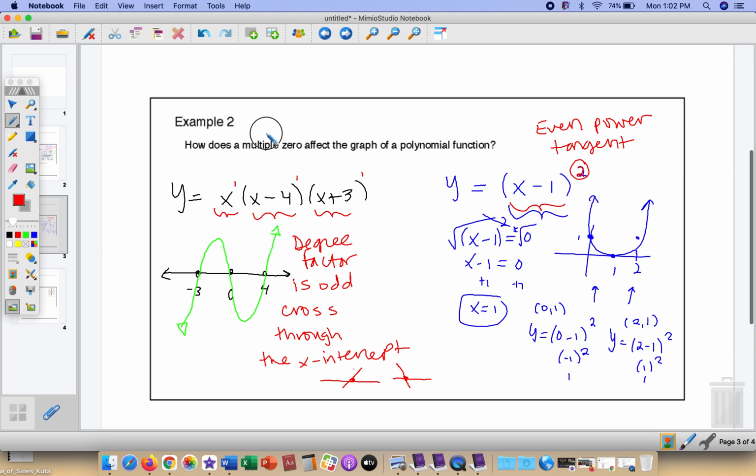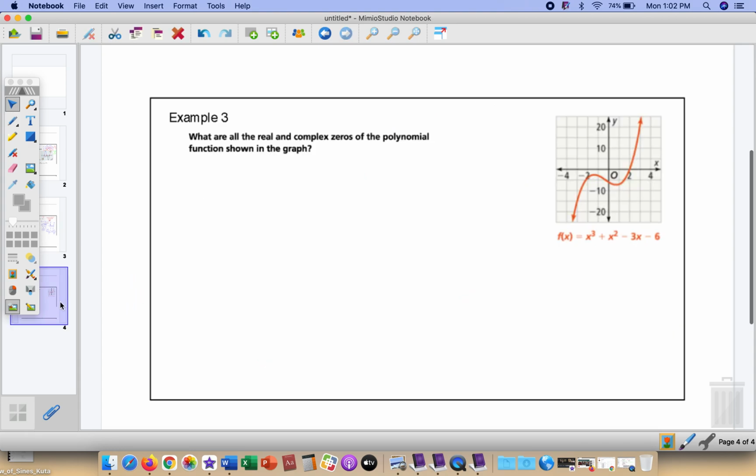So that's what we mean by multiplicity, or multiple zeros. The power, how many times does it happen? Once. 2, x minus 1, x minus 1. So when it happens an even amount of times, you're going to be tangent. And you could have tangent like this, or on top. So either all above or all below. Next page.